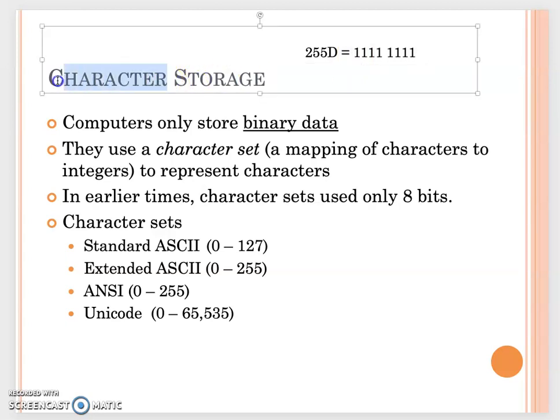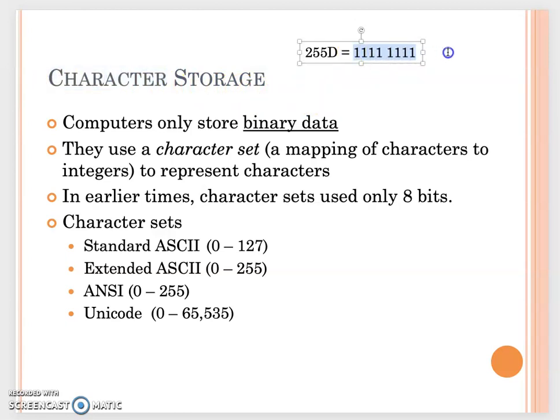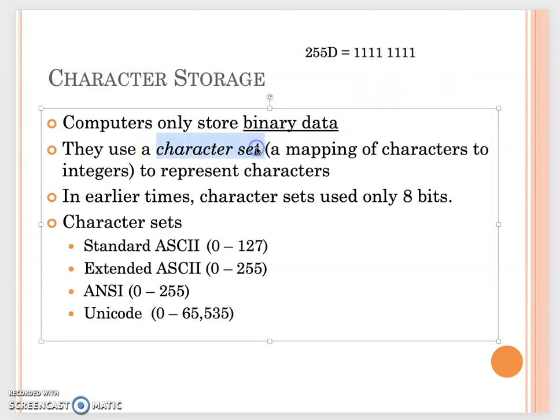When it comes to character storage, we still can only store numbers. But instead, we create a character set. So what is this character set? We have a mapping table to match. For example, if you have the capital A, it has a corresponding integer value. So that's why we have the character set. No matter what kind of character, we have a corresponding integer to represent it.